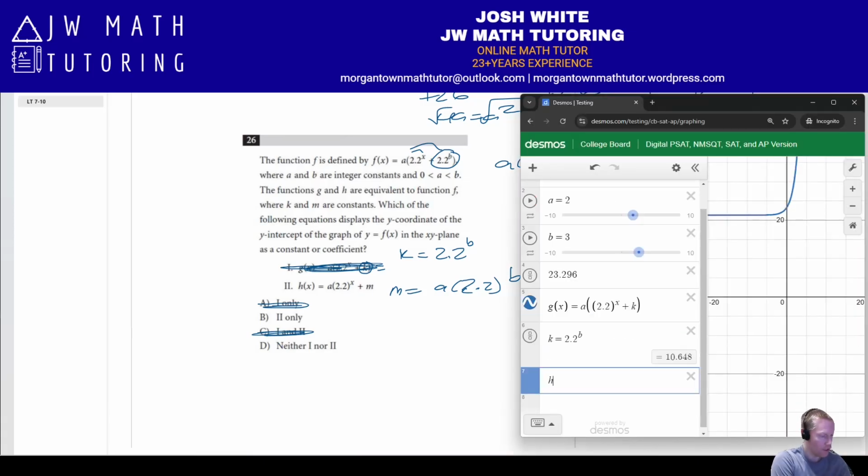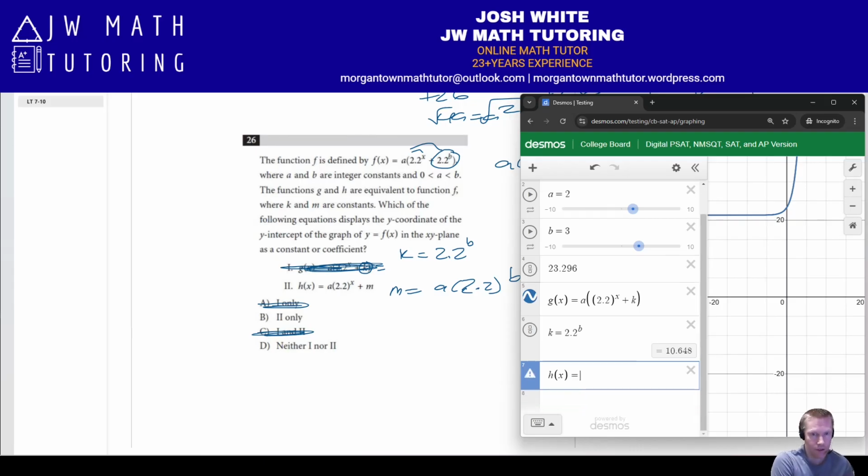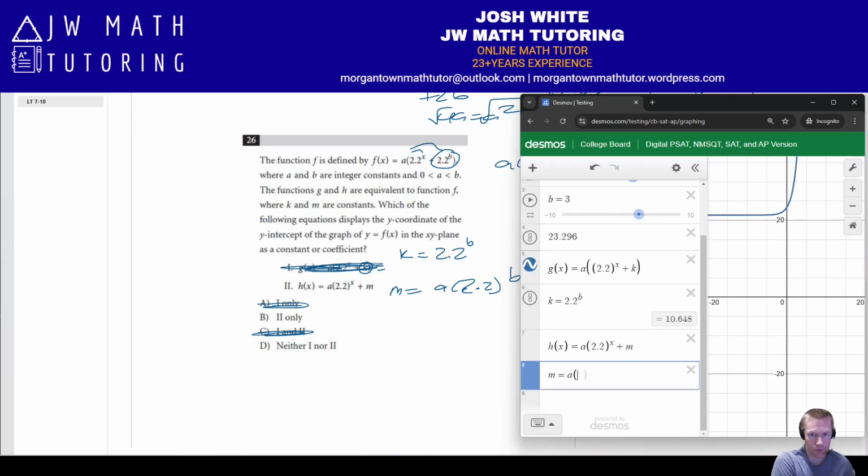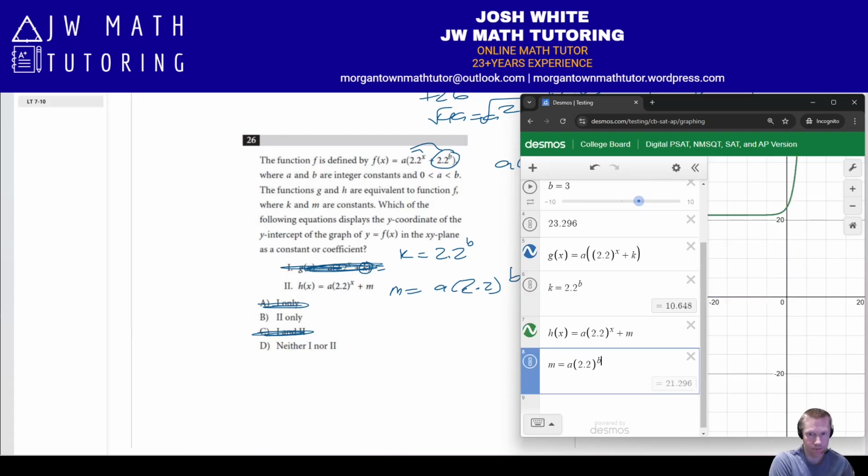Now for the second one, h of x, a times 2.2 to the x, and then plus m. But again, I'm going to define m. I already said m is equal to a times 2.2 to the b. Okay, so now looking at h of x, do I see the number 23.296 anywhere in the problem as a constant or coefficient? And the answer is no.